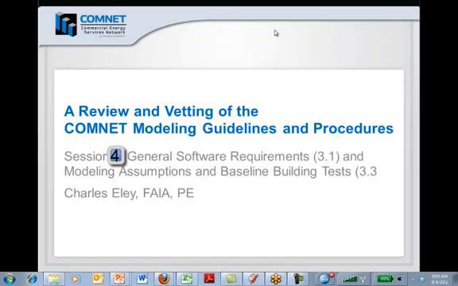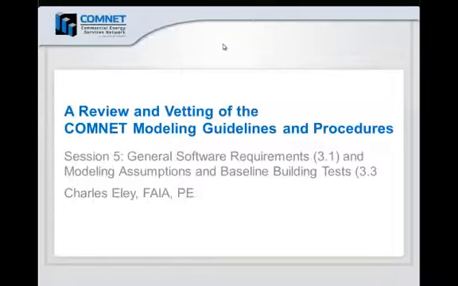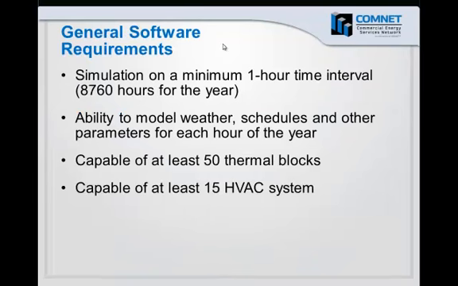This is the fourth presentation on the COMNET modeling guidelines and procedures. Today, we're going to cover the other software requirements. These include some general software requirements specified in Section 3.1. But mainly we're going to talk about the modeling assumptions and baseline building tests in section 3.3. But we'll start with the general software requirements.